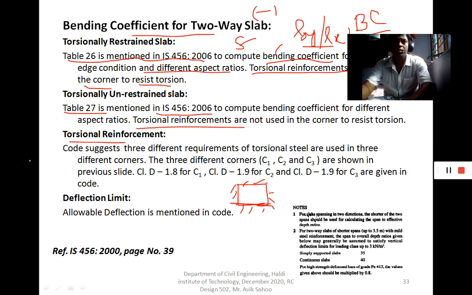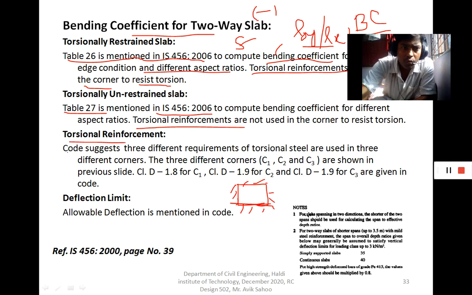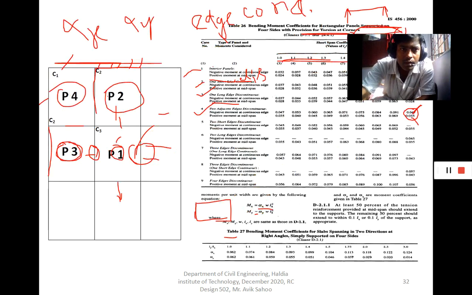Now in a torsionally restrained slab, the code suggests three different requirements of torsional steel, used in three different corners. The three different corners are mentioned where you have to apply the torsional reinforcement: corner 1, corner 2 and corner 3, which are shown in the previous slide. So this is corner 1, corner 2 and corner 3.